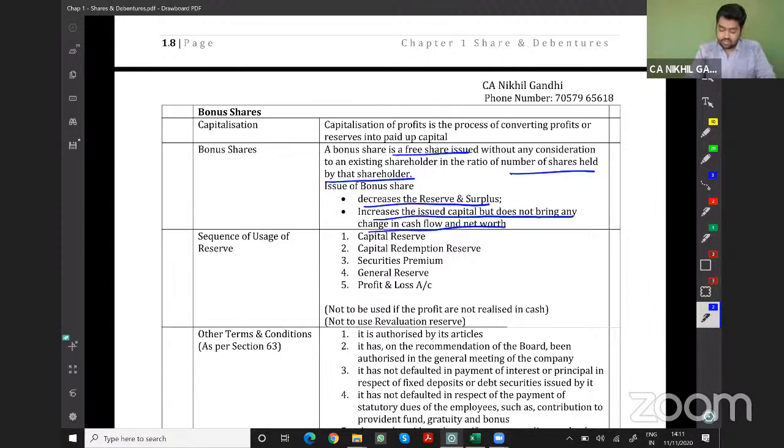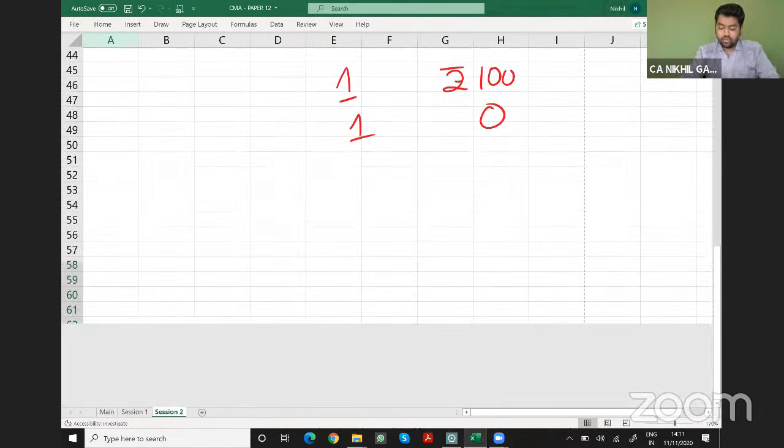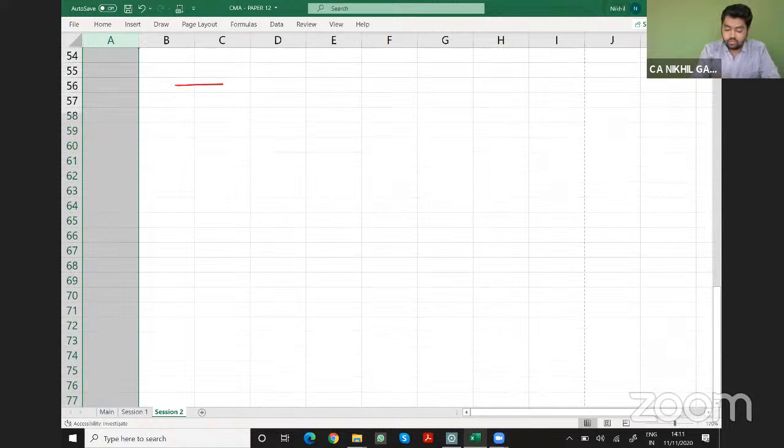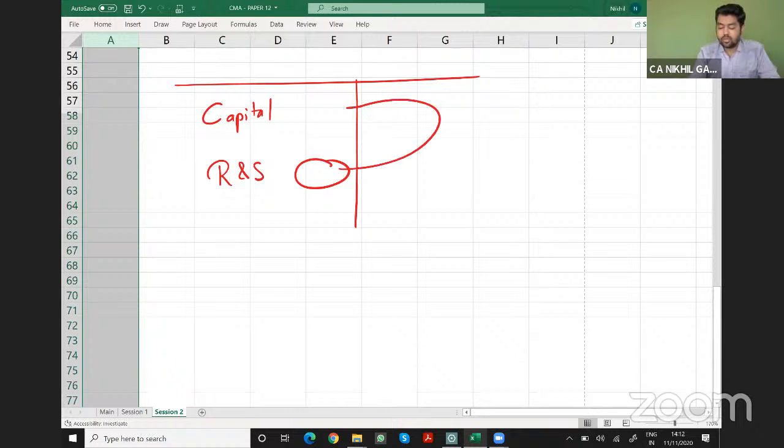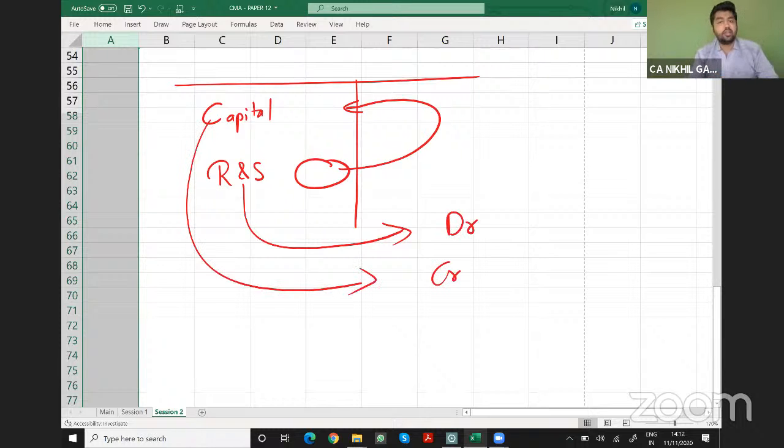If I say this in simple words, you want to give free shares, right? Nikhil, you want to give free shares? Yes, sir, I want to give free shares. So this is your capital, this is your reserves and surplus. The amount in reserves and surplus will be transferred to capital. Means your reserves and surplus account will be debited and your capital account should be credited, because we want to transfer our reserves and surplus to capital.